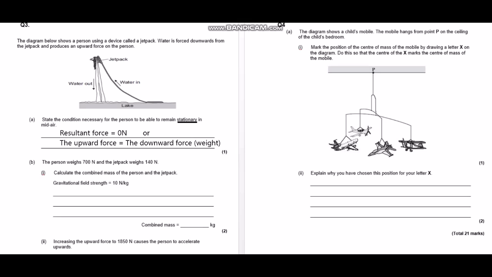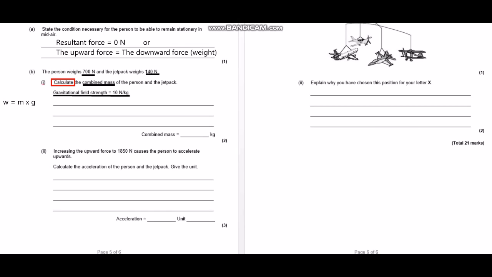Now, part B. The person weighs 700 newtons and the jetpack weighs 140 newtons. Calculate the combined mass of the person and the jetpack. So, we're being asked to calculate, which means we're going to need to use an equation. We also get given some useful information, which I'm going to underline.